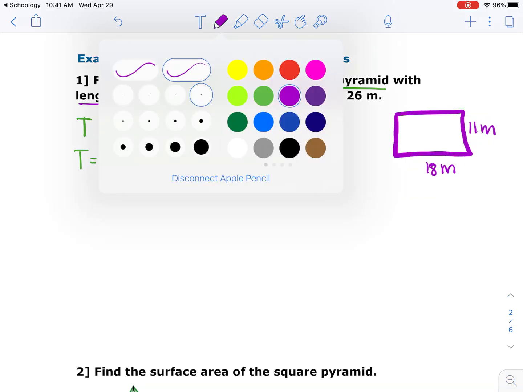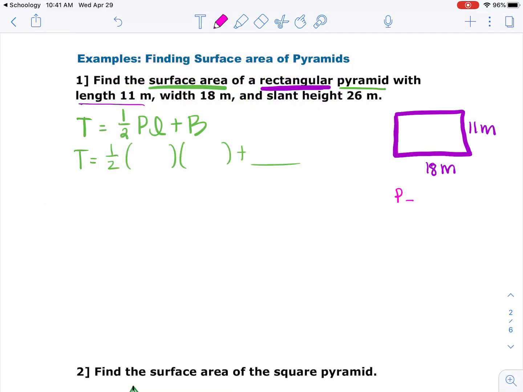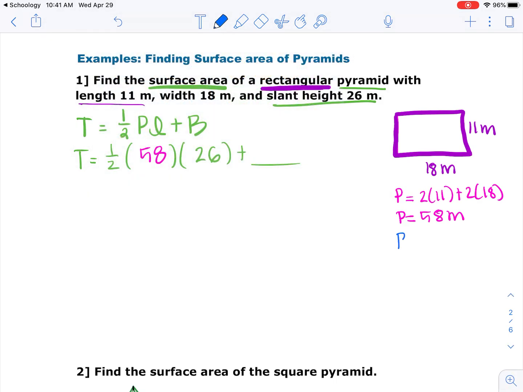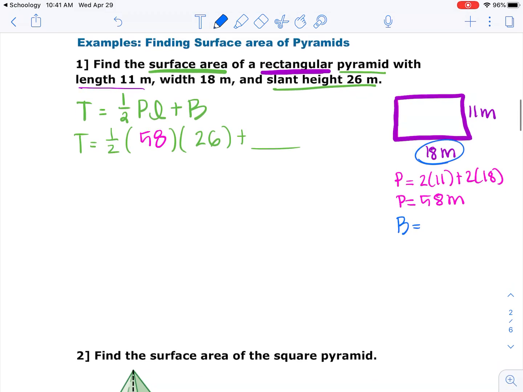Okay, so now I'm going to find the perimeter of that base. I'm going to add up all the sides. There's 2 sides that are 11, plus 2 sides that are 18, and that gives me my perimeter. So my perimeter is 58 meters. Plug that in right there. All right, now I need slant height. Did I give you slant height? Yes, I did. It's 26. Fill it in. Now I need area of the base. Here's the base right here. I haven't found the area yet. Area of a rectangle is base times height, or length times width, 18 times 11.